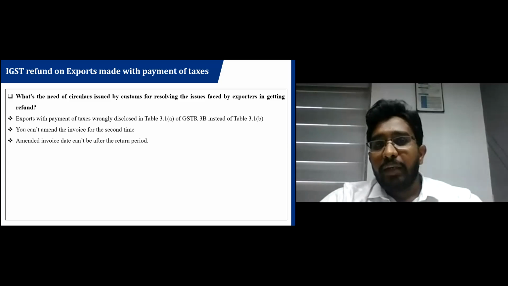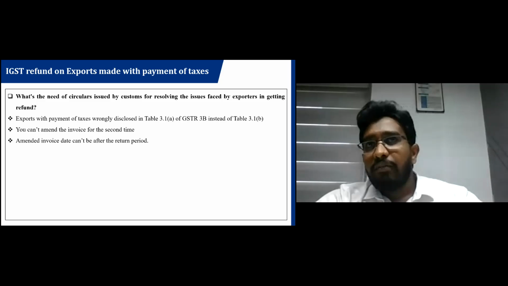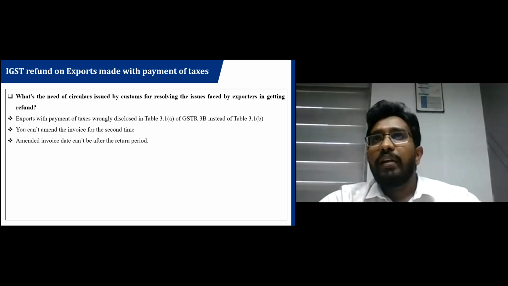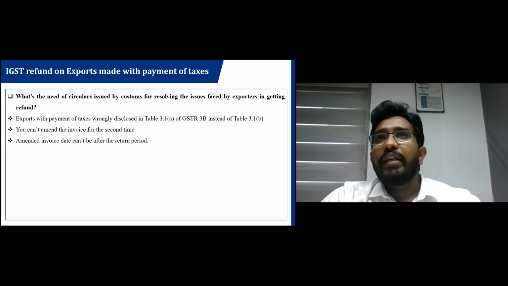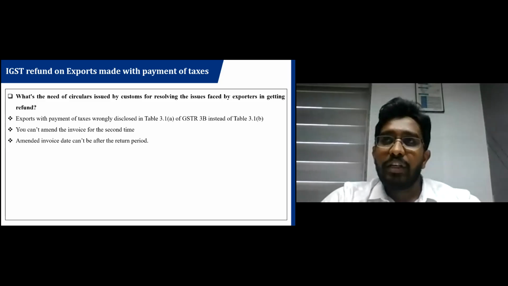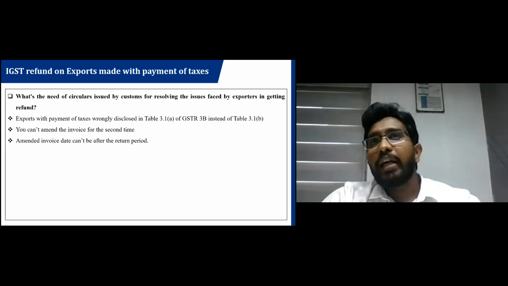What your export team did is, your export team will amend the date of the tax invoice. The original invoice was dated 30th June 2021. Your export team amended the invoice date as 15th July 2021 at the time of actual export while filing the shipping bill.